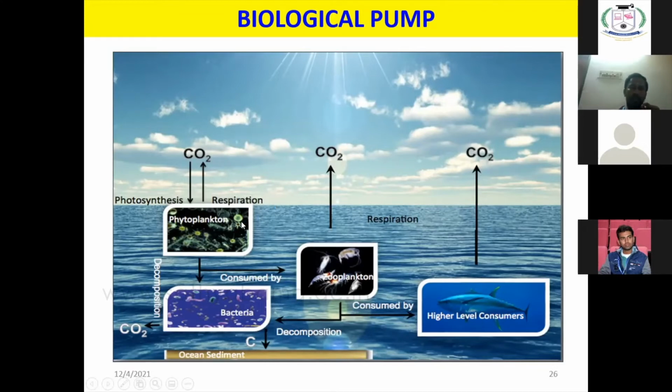And this phytoplankton will be consumed by zooplankton, and that will in turn be consumed by larger animals. And then, of course, the zooplankton and the consumers will liberate carbon dioxide to the atmosphere by respiration. And all three, in case of death, will be consumed by bacteria, and that will be deposited as organic carbon in the environment, and of course in the marine sediment.